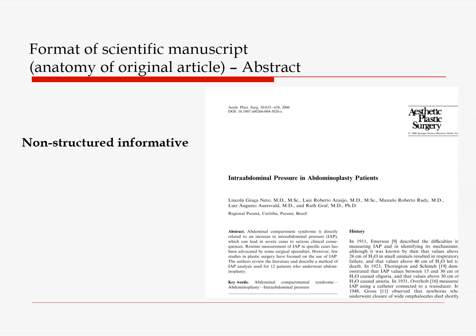Actually, we have two main types of abstracts for a scientific manuscript. Unstructured informative type, like the one shown in the slides. These abstracts are free-flowing, don't have predefined subheadings, and are usually used for papers that do not describe original research.